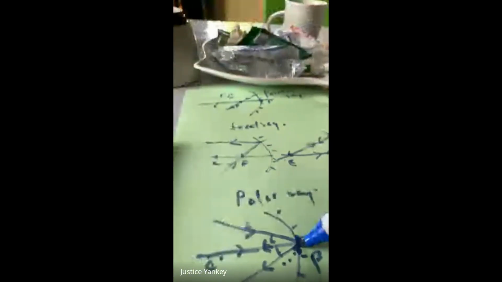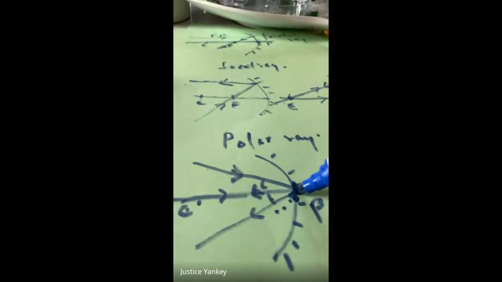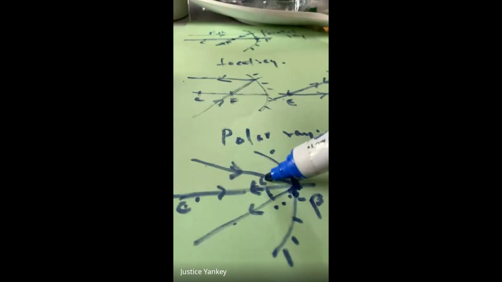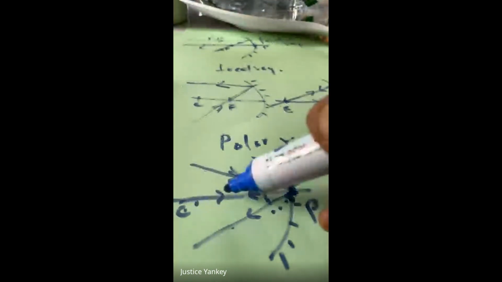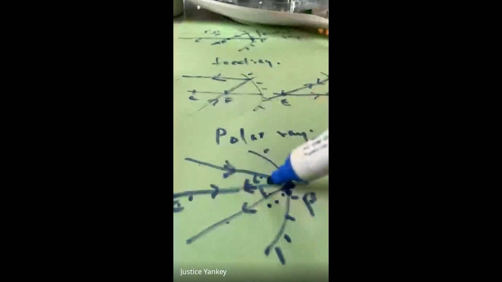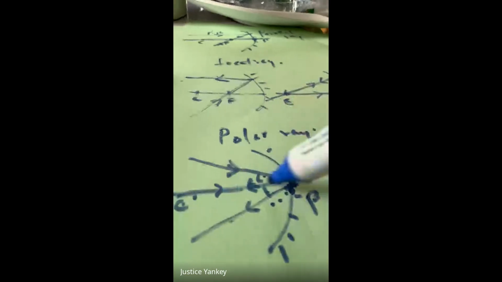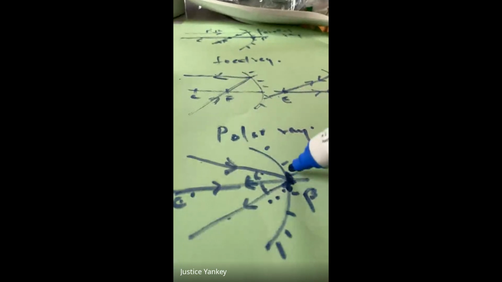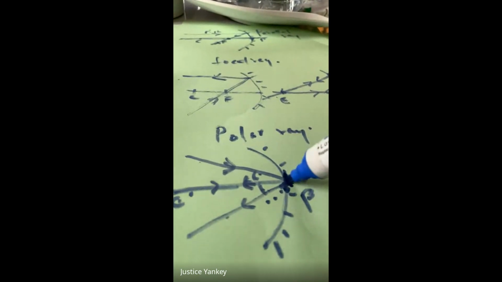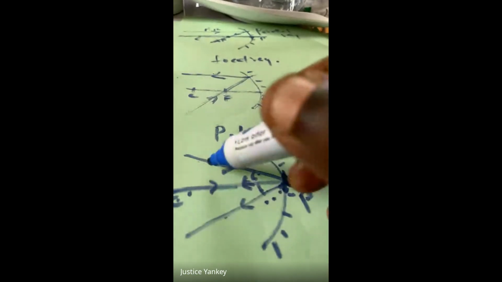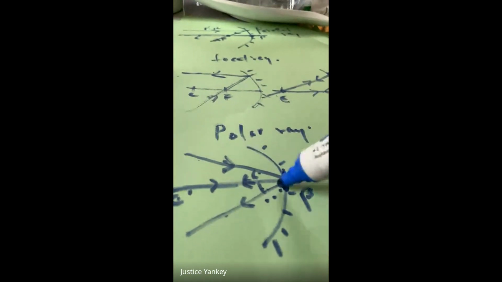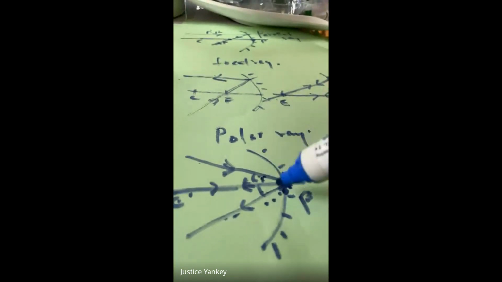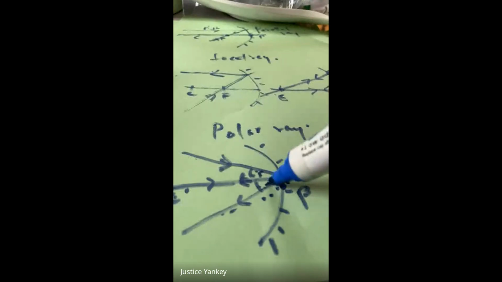Then we have the polar ray, which when it hits the pole of the mirror, is reflected in this manner, so that the angle of incidence is equal to the angle of reflection. In this case, the principal axis is the normal to the mirror. That is, it meets the surface of the mirror at 90 degrees. So it's a normal. And any ray that hits the pole is reflected, so that the angle of incidence here is exactly equal to the angle of reflection there.